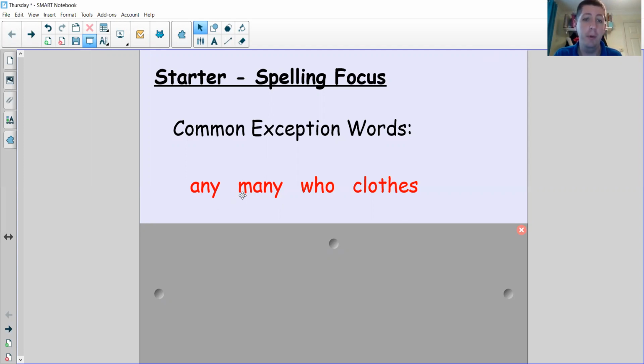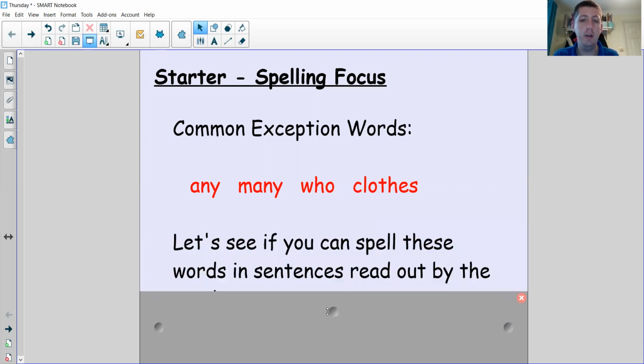We've got any and many. All you need to do is add the M on the front to change any into many. We've also got the word who, which is a question word, and we've got the word clothes, which has got the O sound, but it's separated with a T and a H, which makes it unusual. So we've got any, many, who, and clothes.